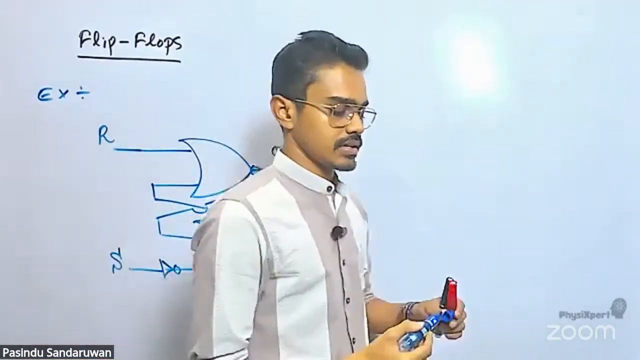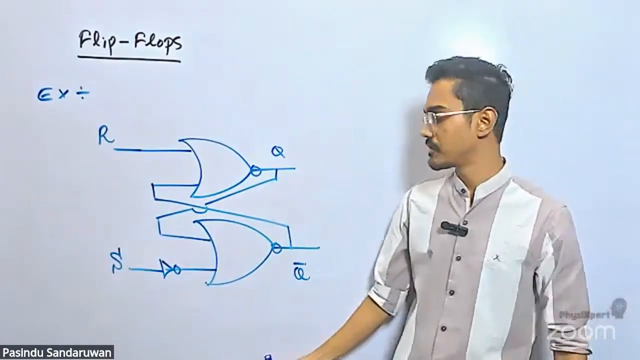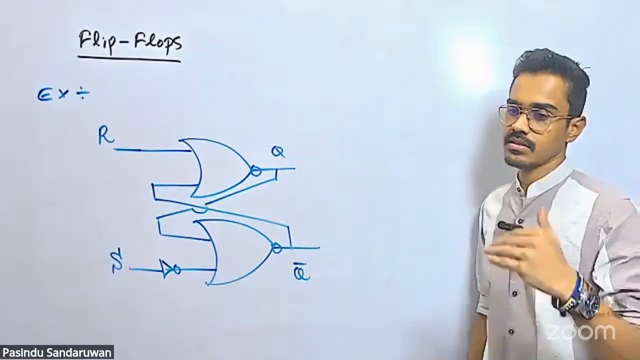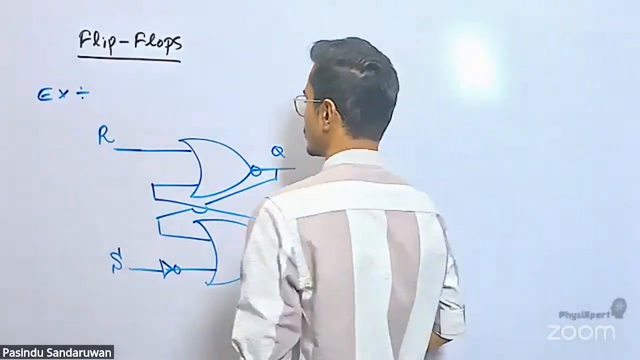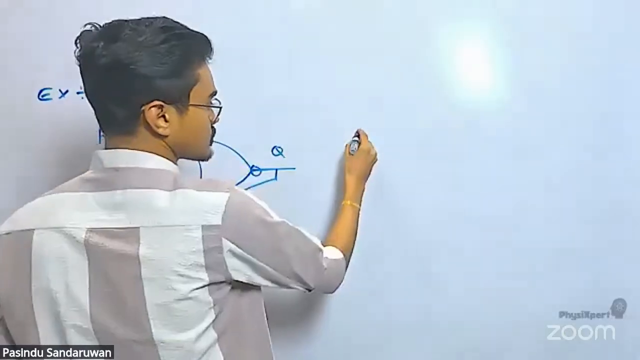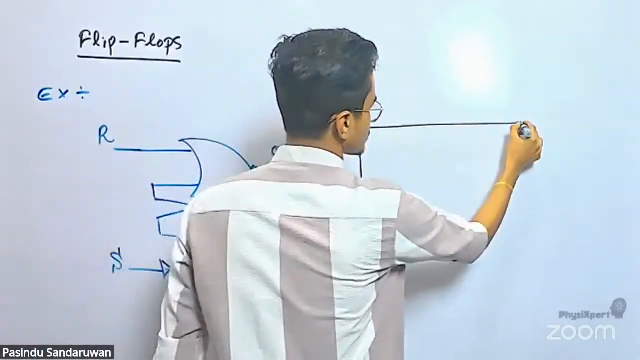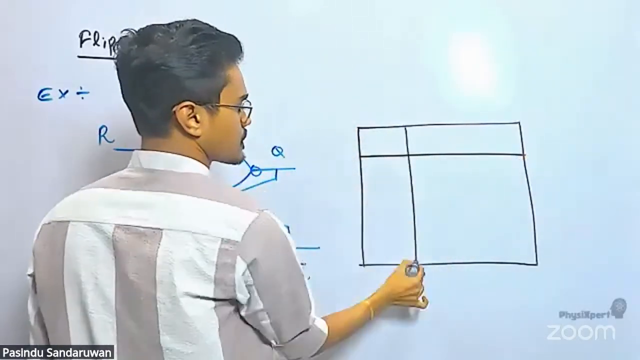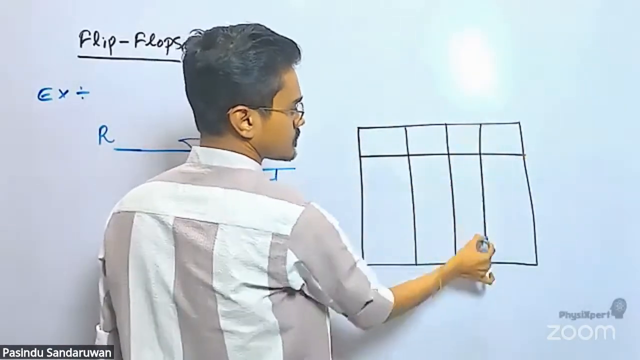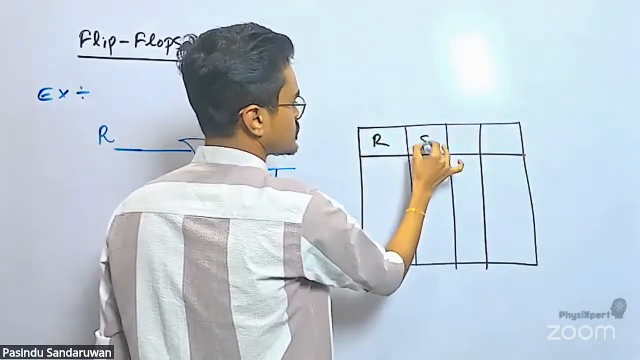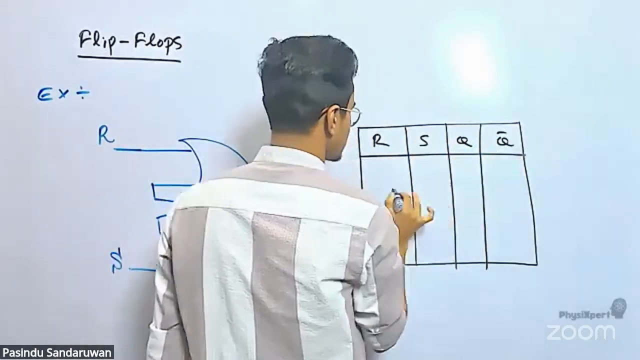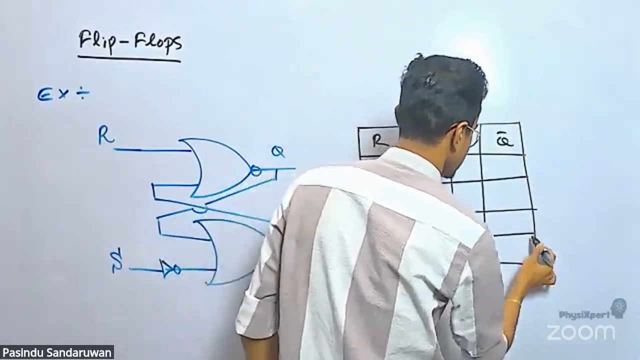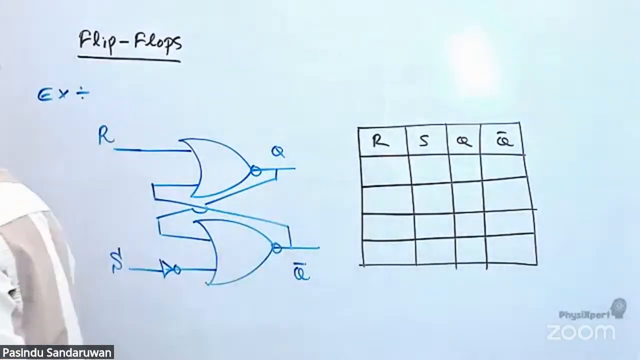I need the truth table of this flip-flop circuit. Give it a try and send your lines and your rows as answers.